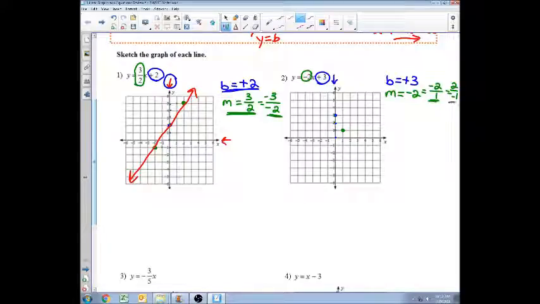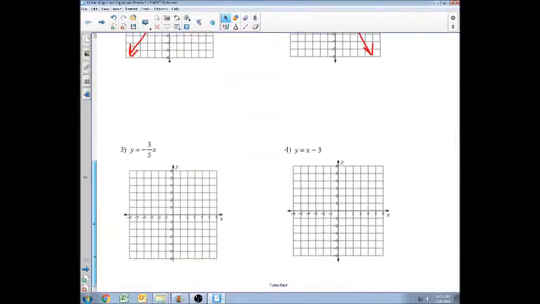Now if I look at my second fraction, my rise is positive, so I need to go up. So 1, 2. My run is negative, so I need to go to the left. There's my third point. All we have to do now is connect the 3 points with a line. Don't forget your arrows. Hopefully at this point this is getting fairly simple for you. This is a review from Algebra 1.